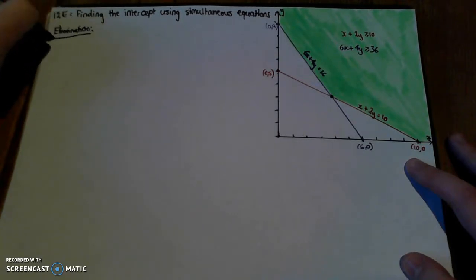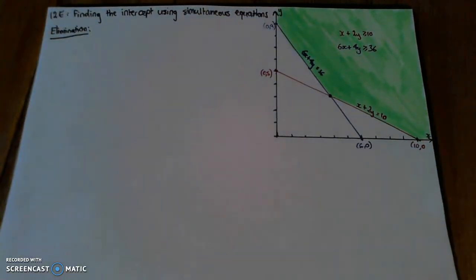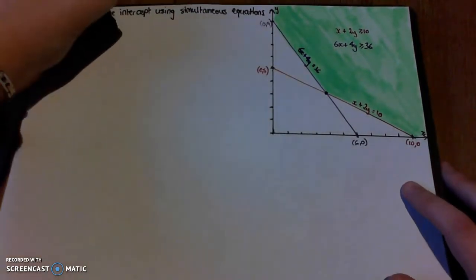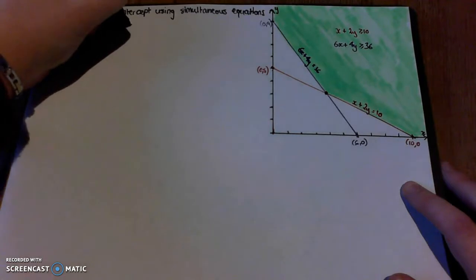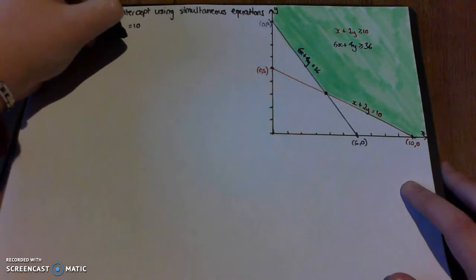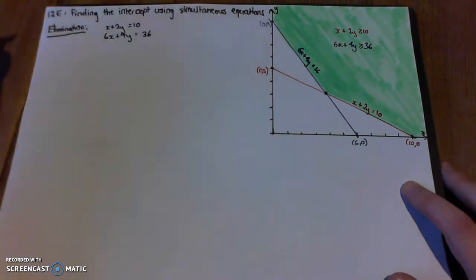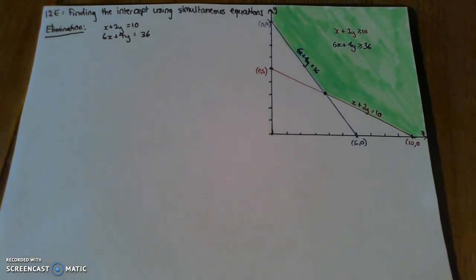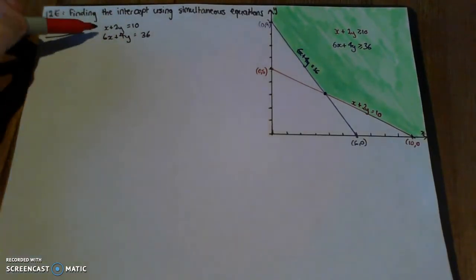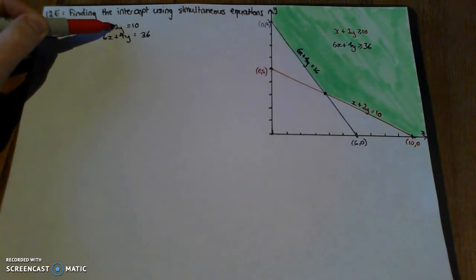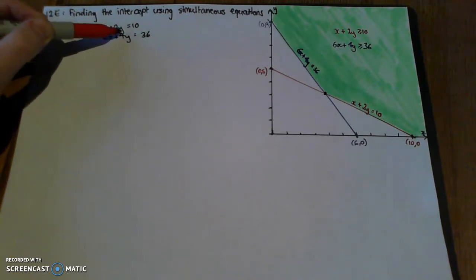So if we're using elimination, what we use is our two equations, and 6x plus 4y is equal to 36. Now if we look at these values here, we have an x up here and 6x here, so 6 times this original x. We have 2 y's here and we have 4 y's here.